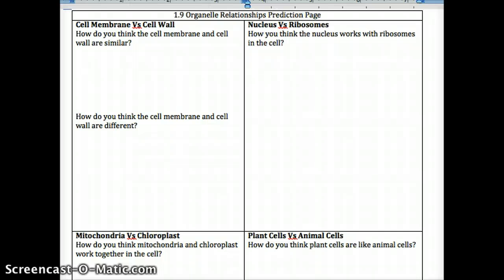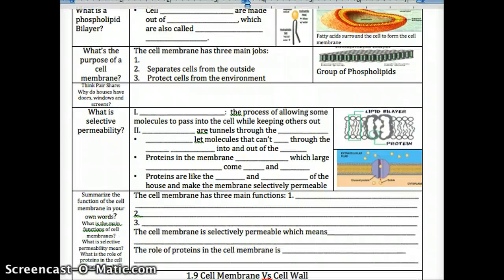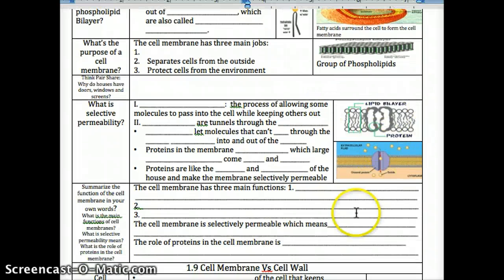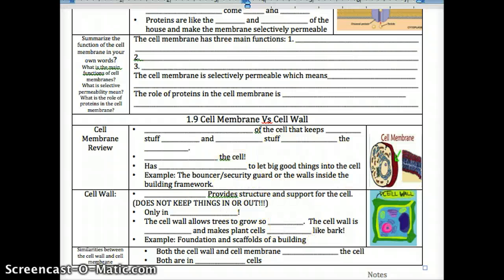Once you're done answering those questions, go ahead and hit play. So press pause now and answer these questions. When you're ready to go, hit play and go back to where we left off. You just finished taking these notes and writing the summary. So now we're down to cell membrane versus cell wall, on the bottom of page 2 in your packet, or the back side of the first page. Let's jump into these notes.